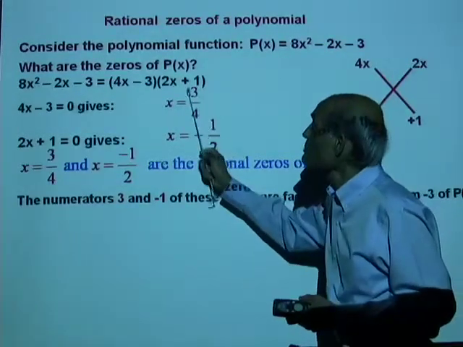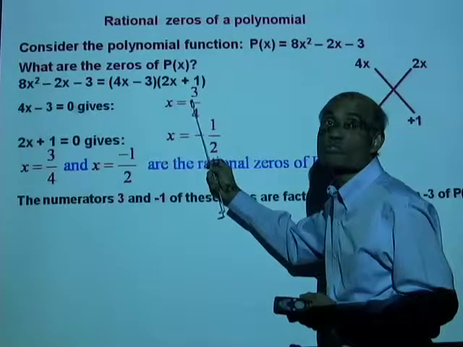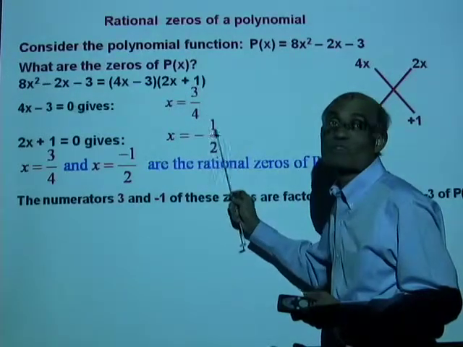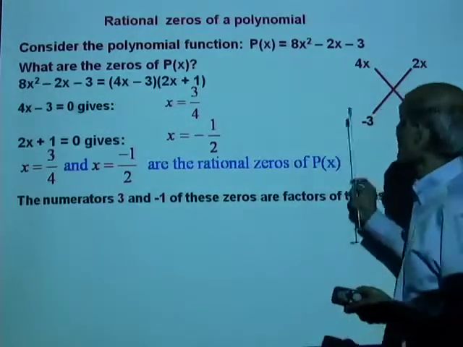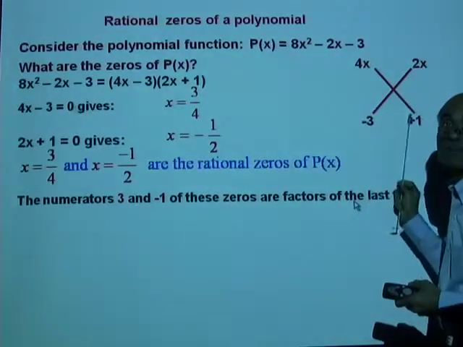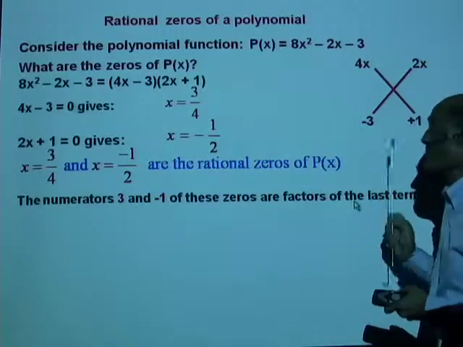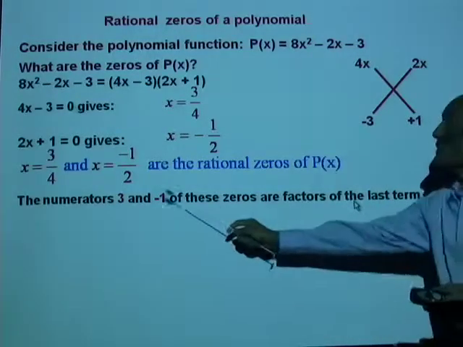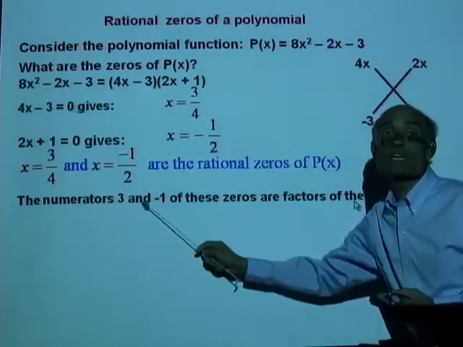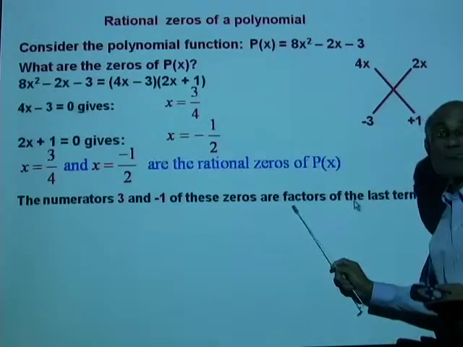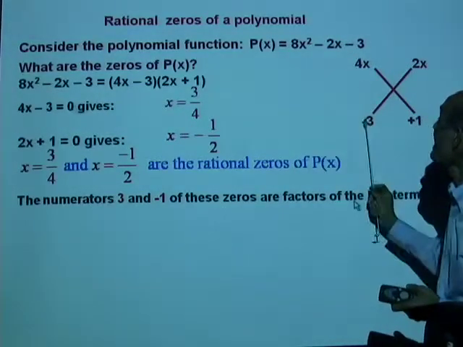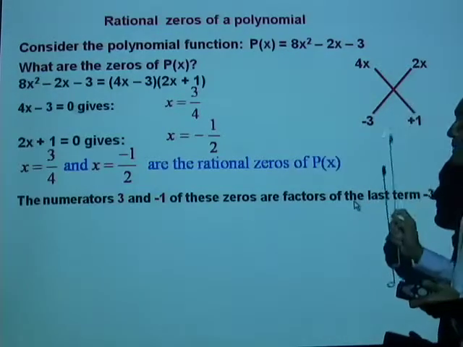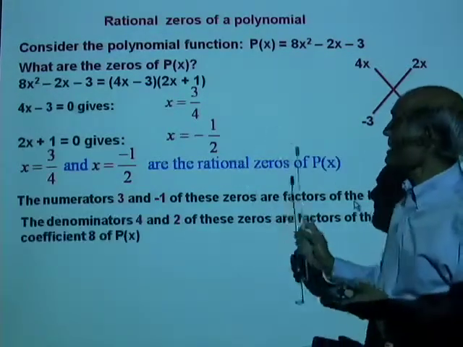That means the numerator of the first zero is 3 and the numerator of the second zero is negative 1. Now look at that. These are the numbers negative 3 and positive 1. So the numerators 3 and negative 1 are the factors of the last term, negative 3 and positive 1. And how about the denominators?